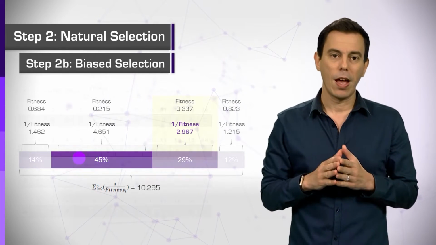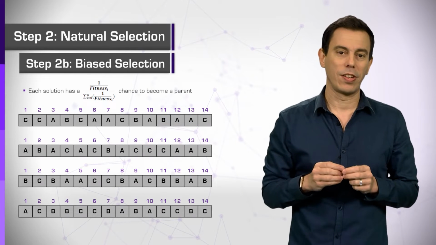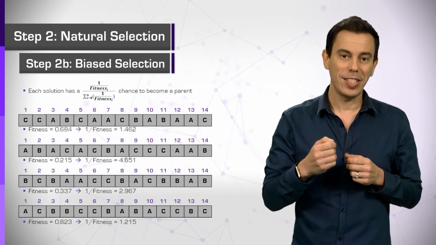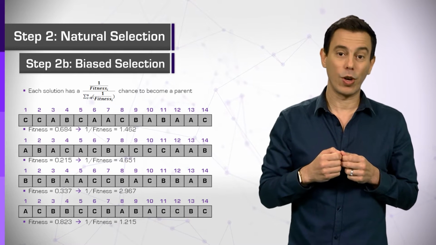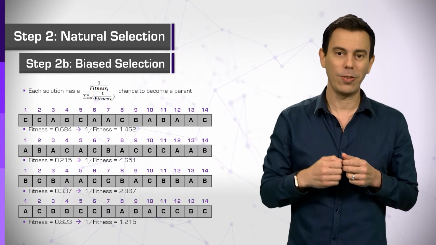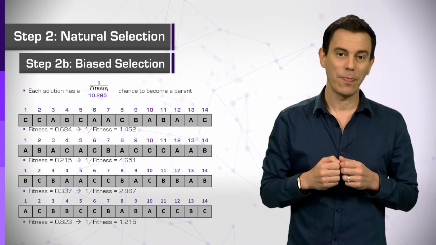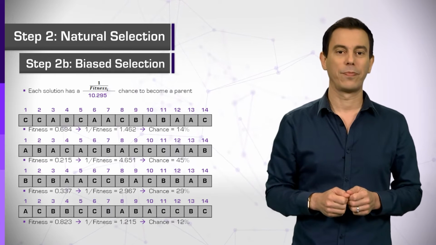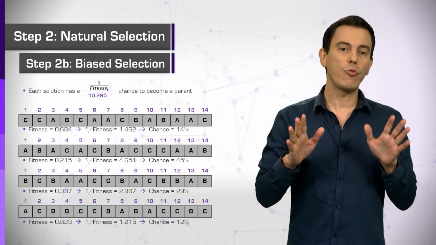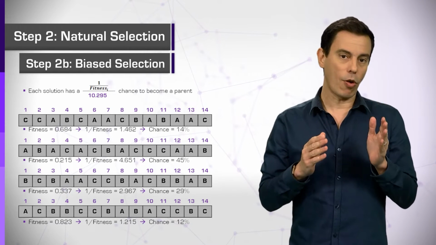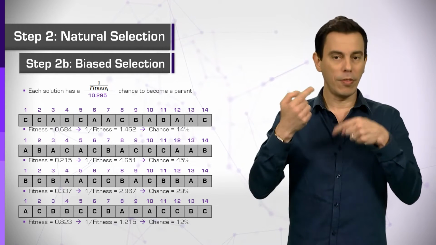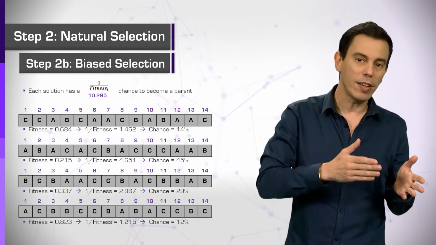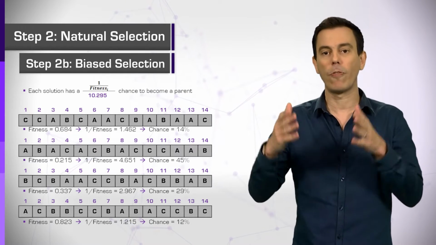For example, look at these 4 sequences. These are the fitness scores. This is what happens when we consider each one as 1 divided by the score. This is the sum, and this is the relative contribution of each individual. Now, every time we choose a random number between 0 and the sum, individuals will be picked in a random manner, but with a bias to the ones with the smaller fitness score.